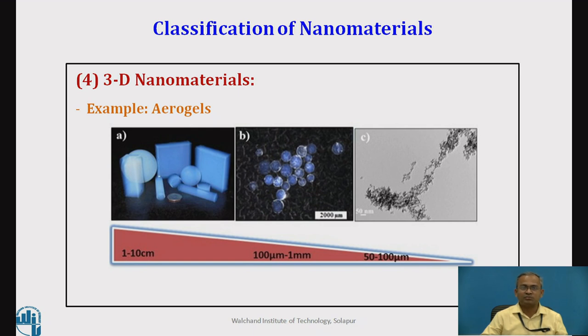Here, image A shows typical silica aerogel monoliths with different shapes and morphology. Figure B shows micron-sized silica aerogels, while figure C shows a TEM micrograph of the typical interlinked structure pattern of a silica aerogel.